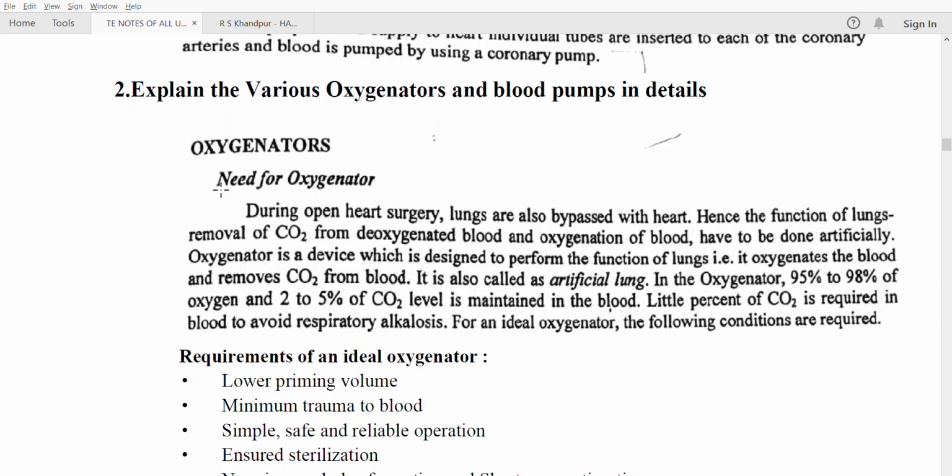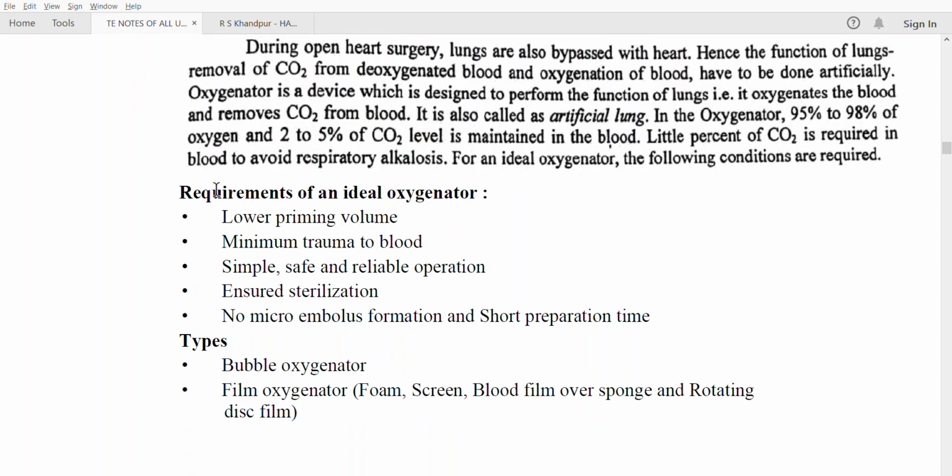For an ideal oxygenator, the following conditions are required: lower priming volume, as I told. What is the priming volume? Lesser blood in the purification process. Minimum trauma to the blood, so blood cells should not be killed or put under substantial pressure. Simple, safe and reliable operation, ensured sterilization, and no micro embolism or air embolism for the period.